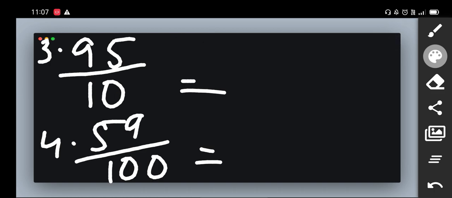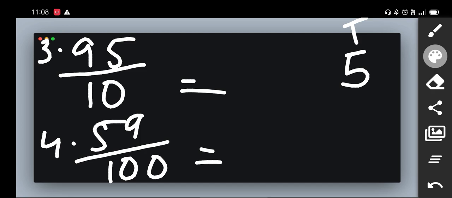So a third question is 95 upon 10. Now how many zeros? You have to check the zeros in the denominator. 10 has 1 zero. And in the numerator, how many digits? 2. So first, what you have to do? You have to take that 0. So for the taking of 0, which number will you put? Not 9. First we go from the right, no? So 5. Now as I told you, 10 has only 1 zero, so it will be in the 10th place.